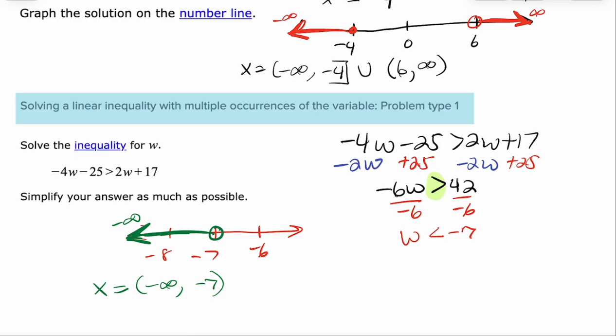So that's everything we need to know right now about inequalities. There might be some other things that come up, and when they do, we'll go over those things. But this should hopefully be something you at least were introduced to in Algebra 2.